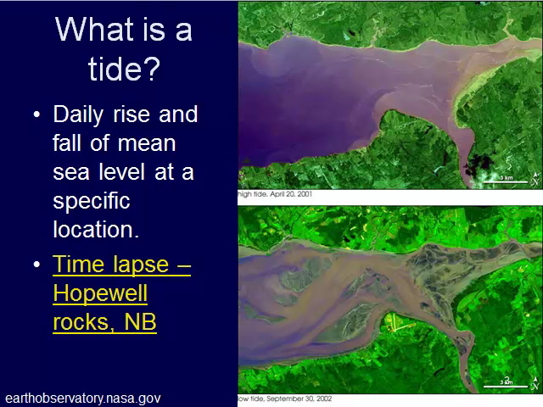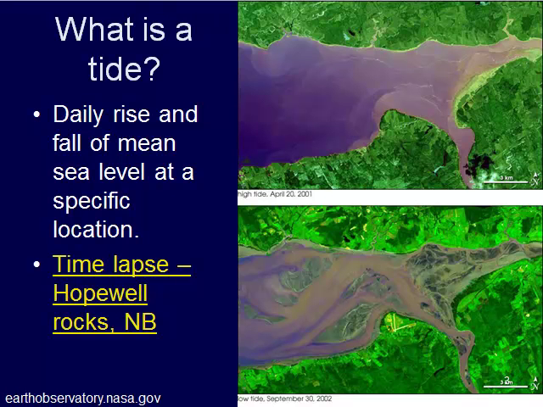This example here that you can see is the Bay of Fundy, one of the very famous places that has just an absolutely enormous tide. You can see high tide on April 20th, 2001 here in the Bay of Fundy, and then low tide for September 30th, 2002, and you can see how much that ocean water has just drained out, and you are left with these freshwater channels in that bay.